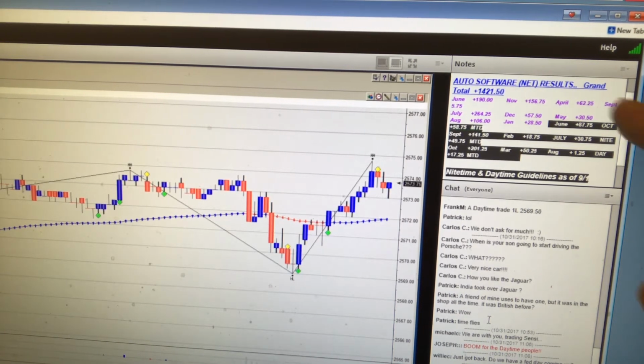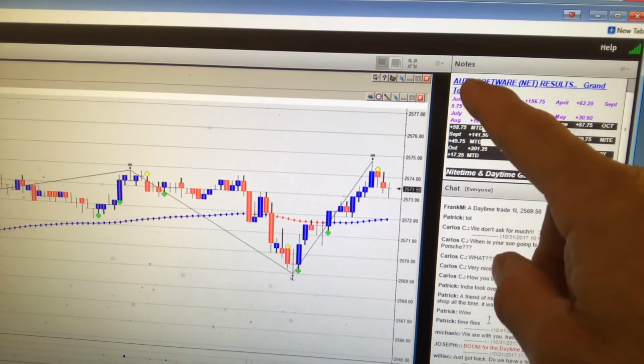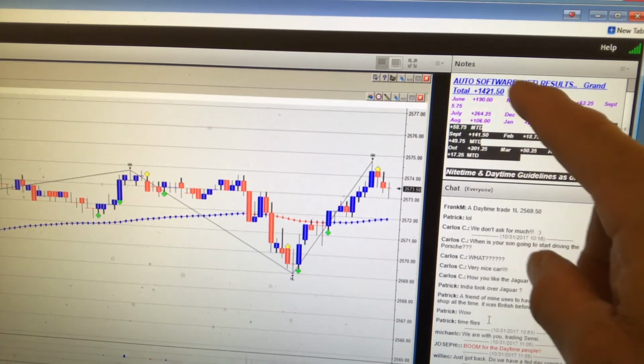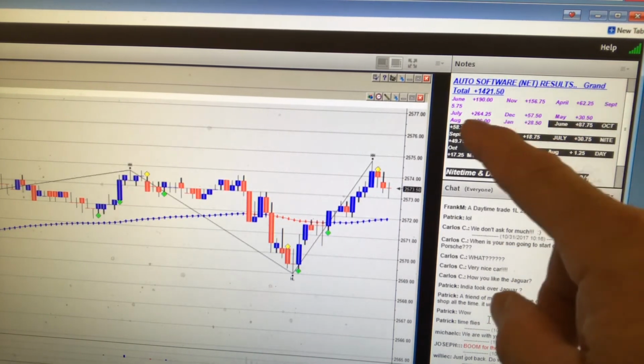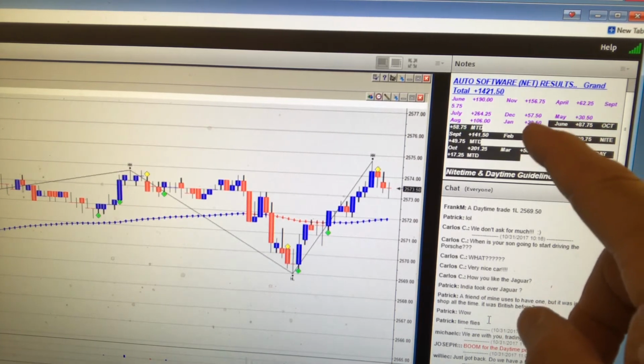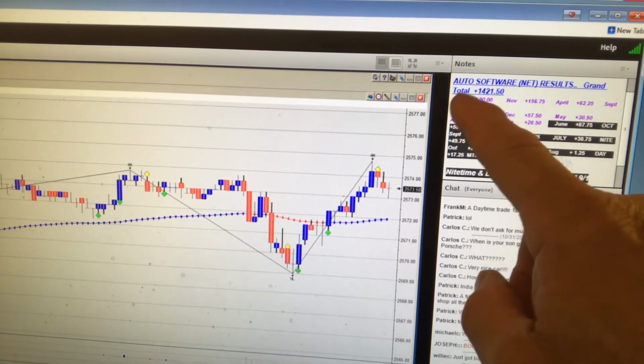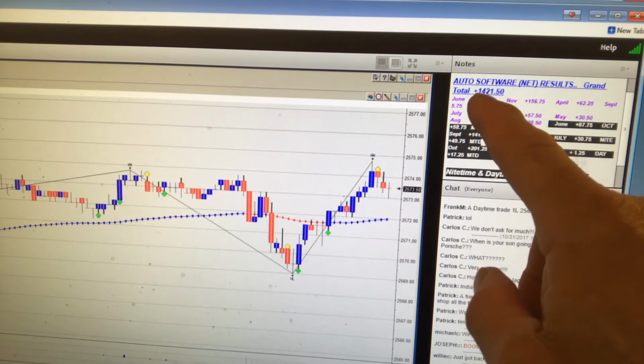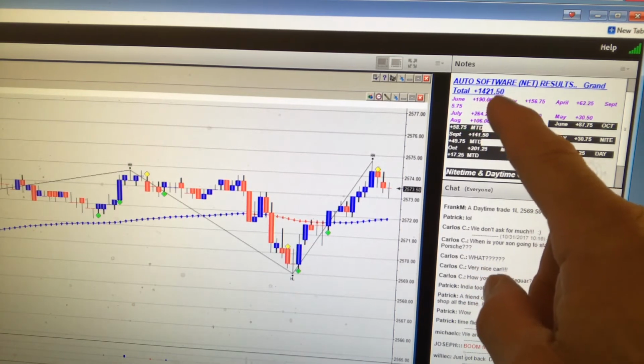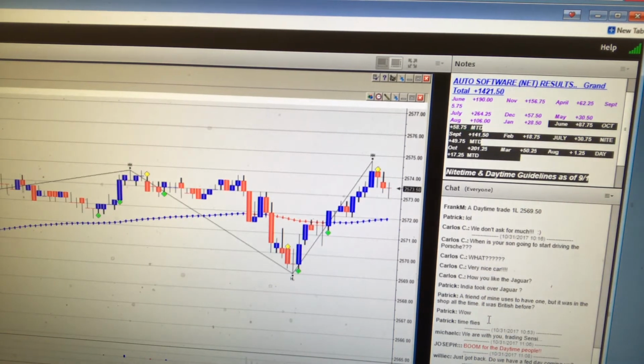If you go up here to this screen, this gives you the auto software's results of the year and a half that it's been in existence and available to the public. And during that period of time, 1,421.50 points have been made. Now that's the profit. That's not how many trades have been made. There's been thousands of trades made, obviously, and most of them winners, some losers, of course, but this is the net profit of that period of time.